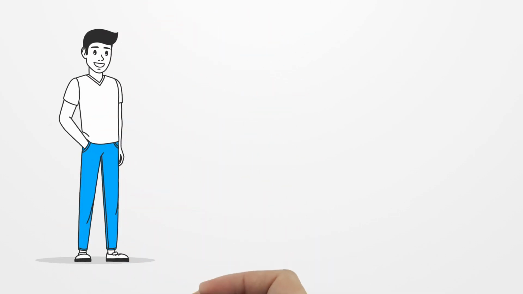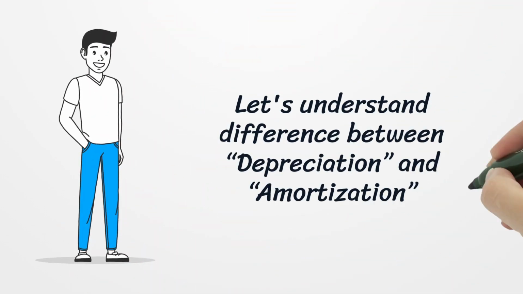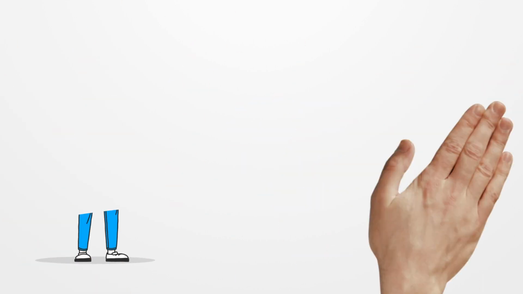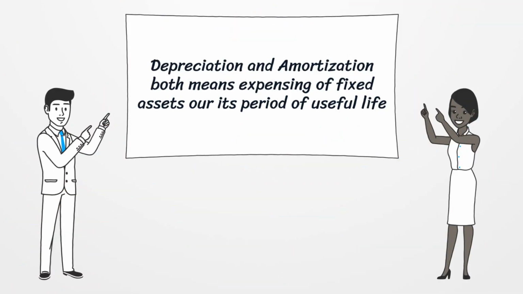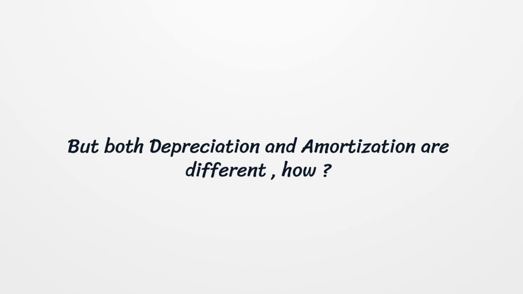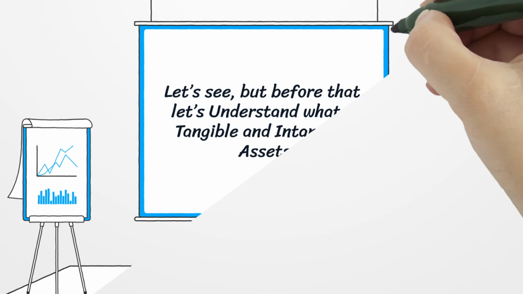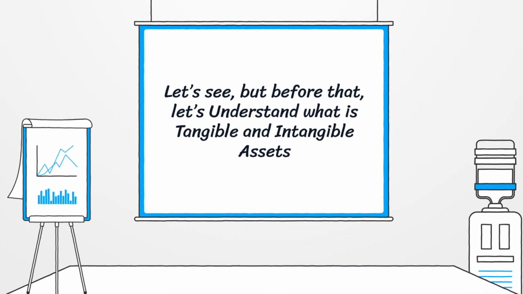Let's understand the difference between depreciation and amortization. Depreciation and amortization both mean expensing of fixed assets over the period of their useful life. But both depreciation and amortization are different. How? Let's see, but before that, let's understand what are tangible and intangible assets.